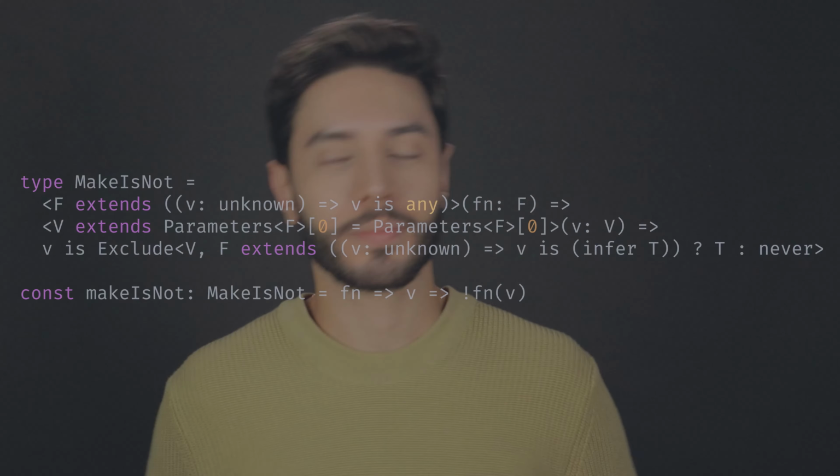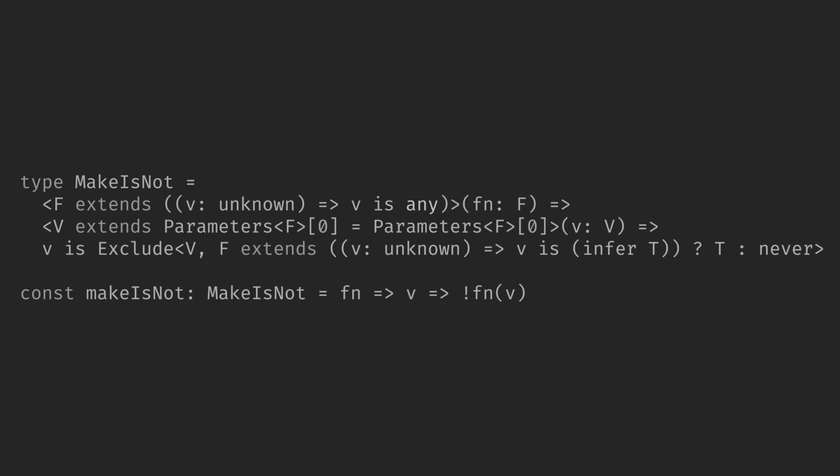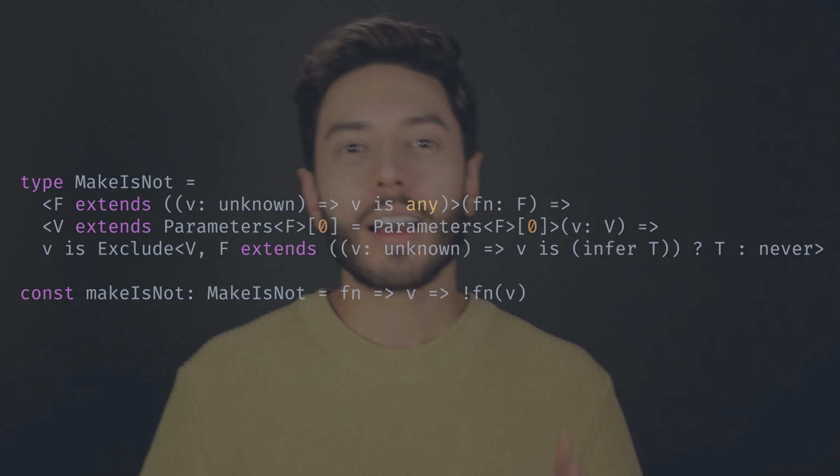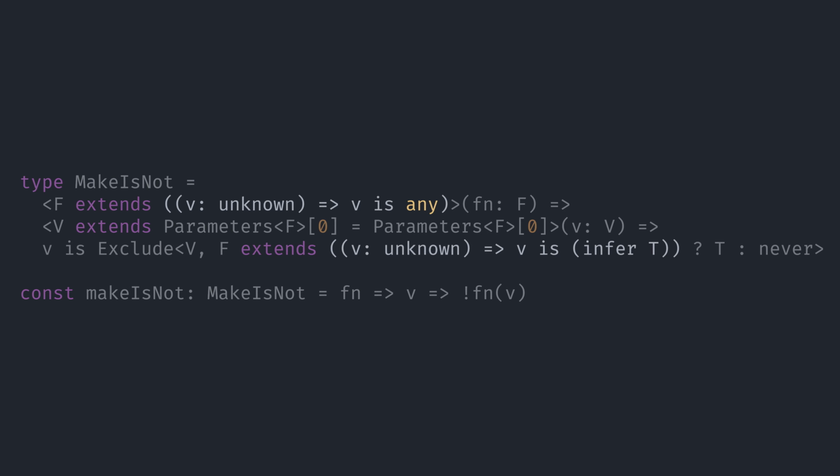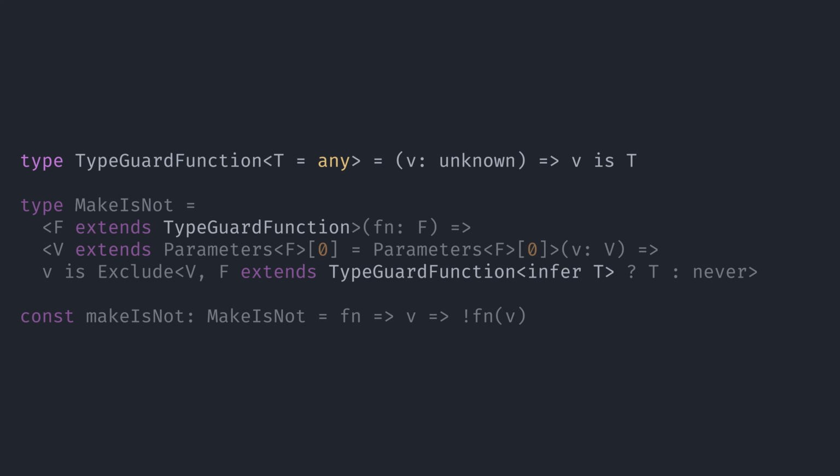All good and well with the implementation. Now, to the type signature of makeIsNot. Oh shit, how am I supposed to explain this? Okay, let's break it down and see what can be simplified. First, there are two places where we are referring to a function that returns a type predicate. In other words, a custom type guard. Let's create a type called TypeGuardFunction to isolate that type definition and simplify our code a little bit. It's a little better now, right?